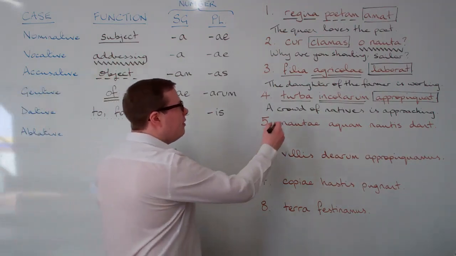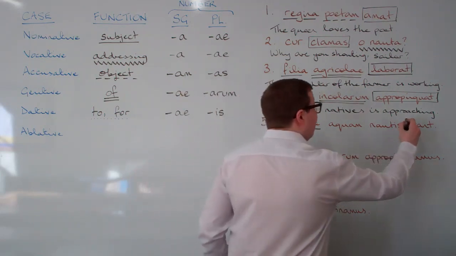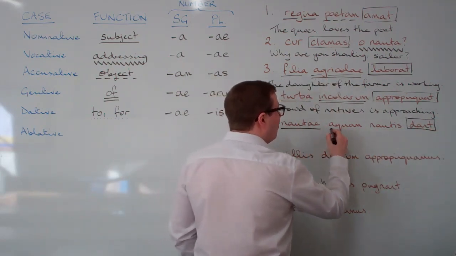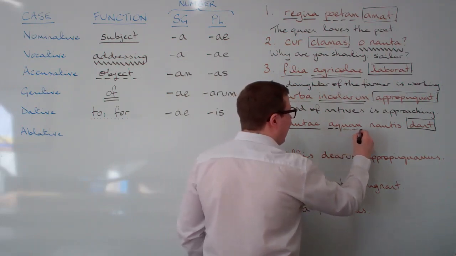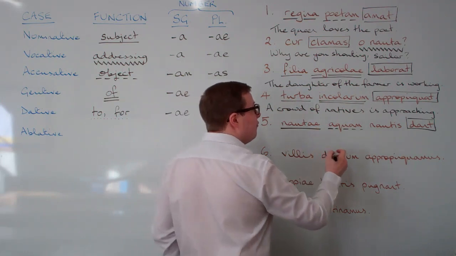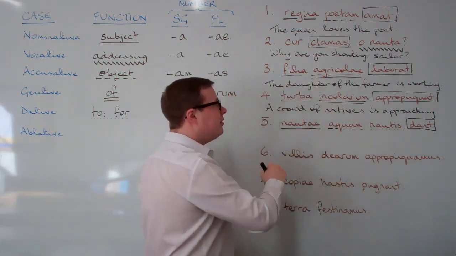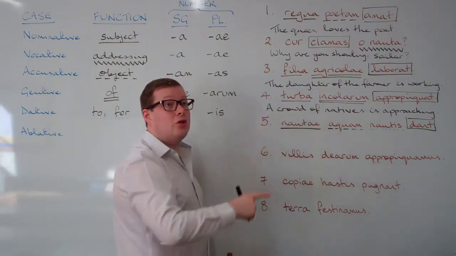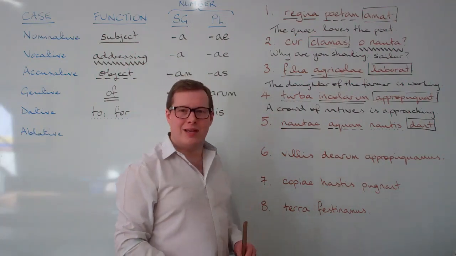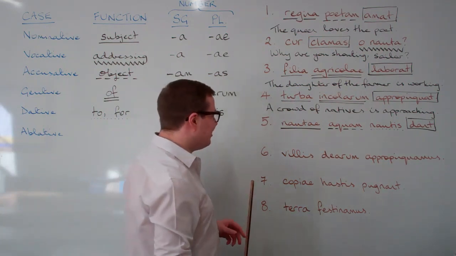In number 5 here, nautai are the subject, dant is the verb at the end with a box round it, aquam is the object, the so-called direct object, while nautis is in the dative, the indirect object. The sailors give water to the sailors. Oh, I didn't realise I had sailors in that sentence twice. Let's assume they're 2 different groups of sailors.